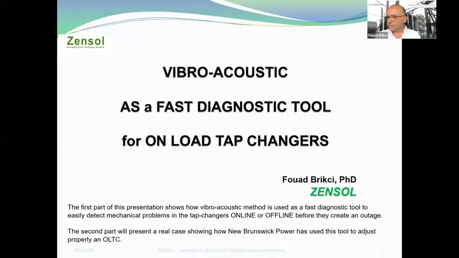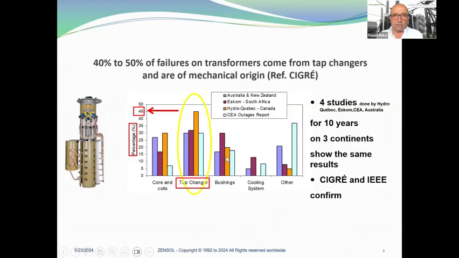Today, my presentation is on vibroacoustic as a fast diagnostic tool for on-load tap changers. The first part of this presentation shows how the vibroacoustic method is used as a fast diagnostic tool to easily detect mechanical problems in the tap changers online or offline before they create an outage. And the second part will present a real case showing how New Brunswick Power has used this tool to properly adjust an OLTC. So 40 to 50% of failures on transformers come from tap changers and are of mechanical origin.